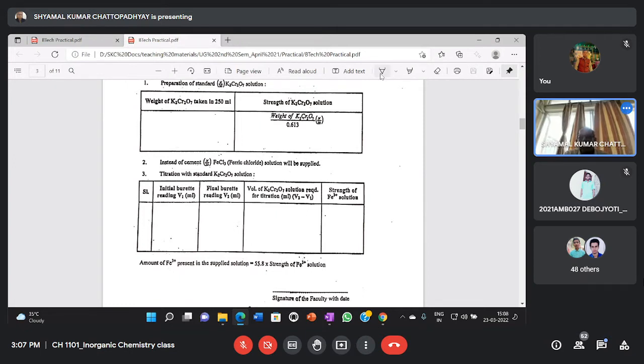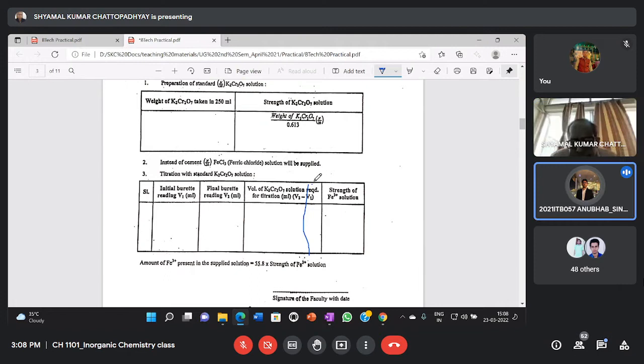Okay. Now there should have been another column here, so you can add another column, and here you write the average volume, or mean volume, of the dichromate. So you make an extra column here and write down the average volume of the dichromate. Okay. So Sir, you will send this PDF to us, right? Yes. I have already uploaded it in the classroom. Oh, yes, sir. Thank you. So here you make the correction that there should be an additional column where you have to find out the average volume.